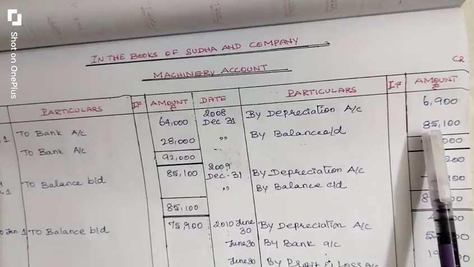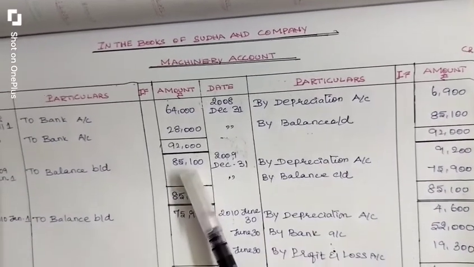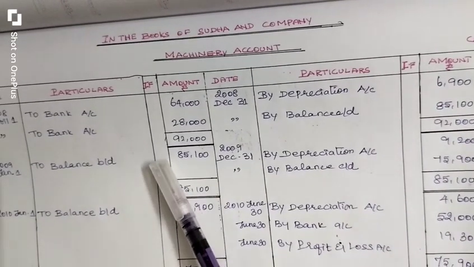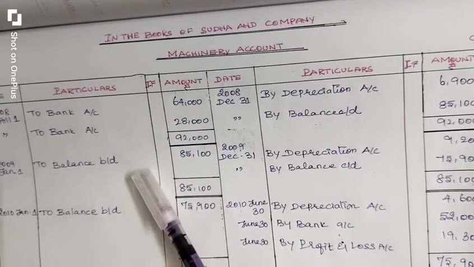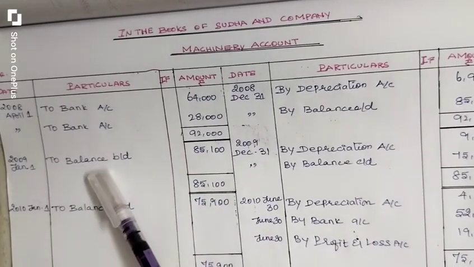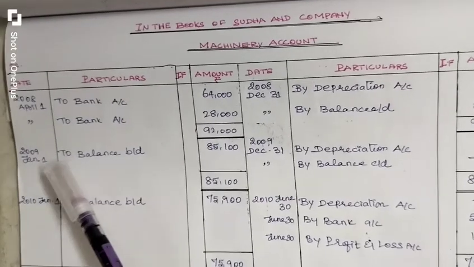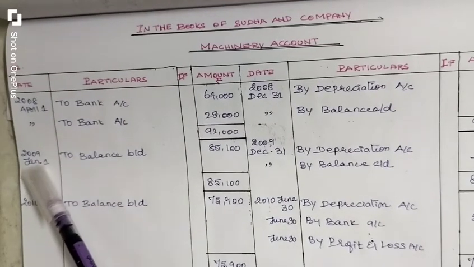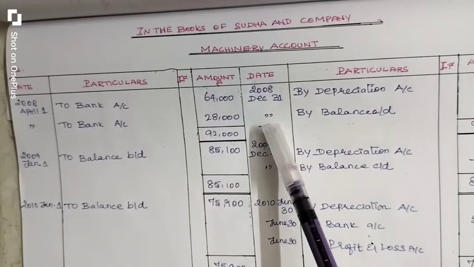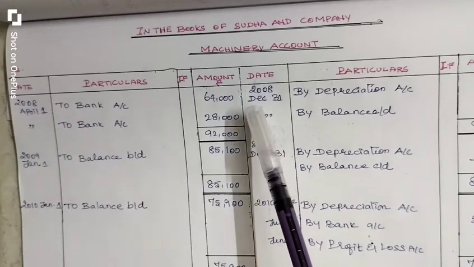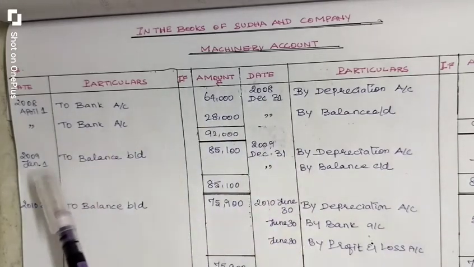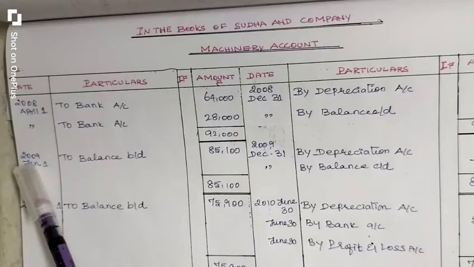So that 85,100 we have to bring to the opposite side and enter it below the total. And against this we have to write "To balance brought down", and we have to enter the next accounting period. The closing accounting period is 31st December 2008. The next day from 31st December, that is January 1, 2009.